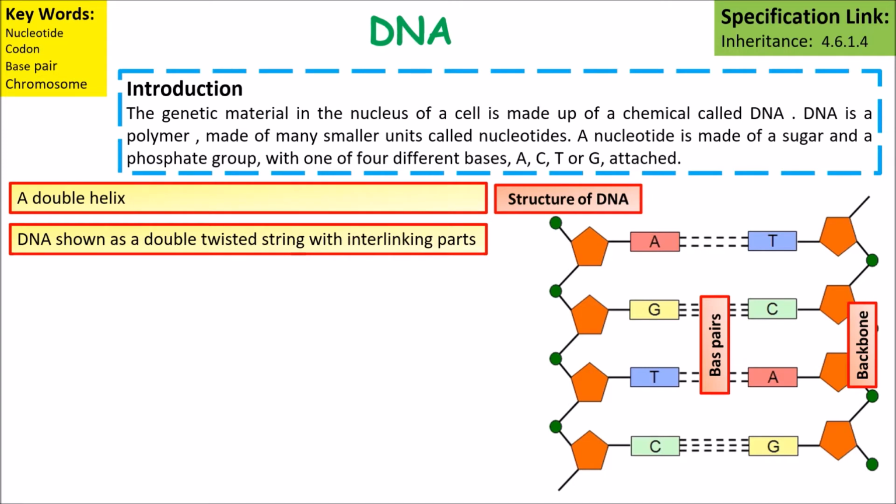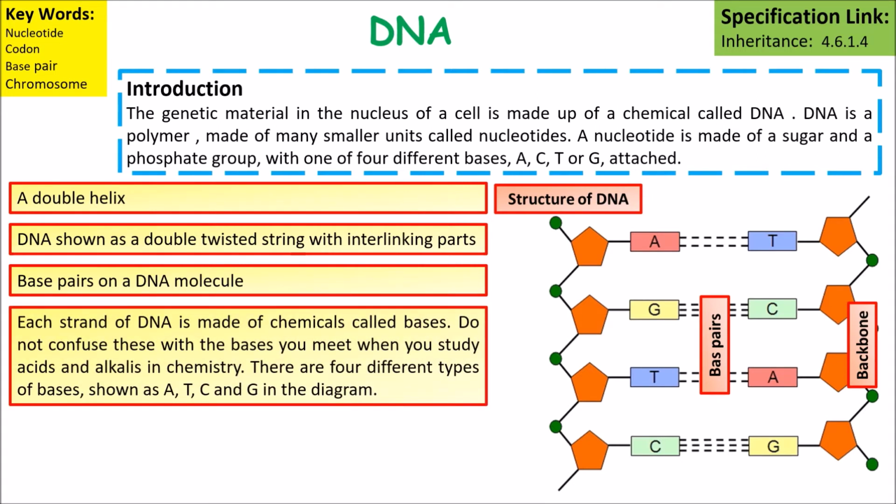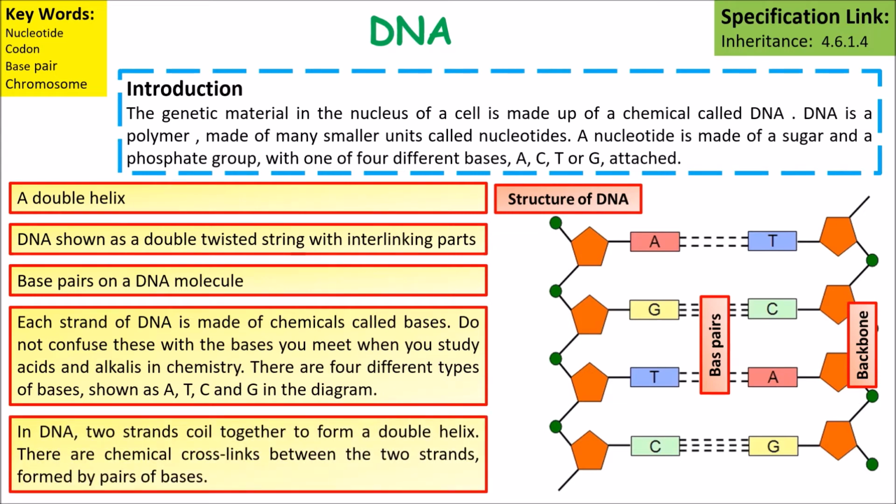DNA is shown as a double twisted string with interlocking parts. The base pairs on the DNA molecule pair up: A always goes with T, G always goes with C. Each strand of DNA is made from chemicals called bases. Do not confuse these with the bases that you meet and study in acids and alkalis in chemistry. Like we've said, there are 4 different types of bases. In DNA, 2 strands coil together to form a double helix. There are chemical cross-links between the 2 strands formed by the base pairs.